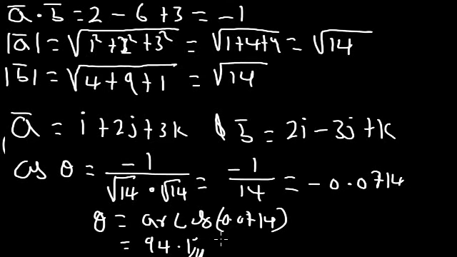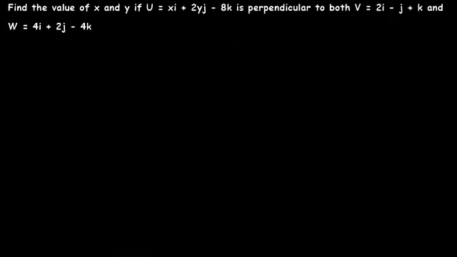Let's consider one more problem. Find the values of x and y if u is a vector equal to xi plus 2yj minus 8k, and this vector u is perpendicular to both vector v, which is defined as 2i minus j plus k, and vector w, which is defined as 4i plus 2j minus 4k. Feel free to pause the video and check this question out yourself.